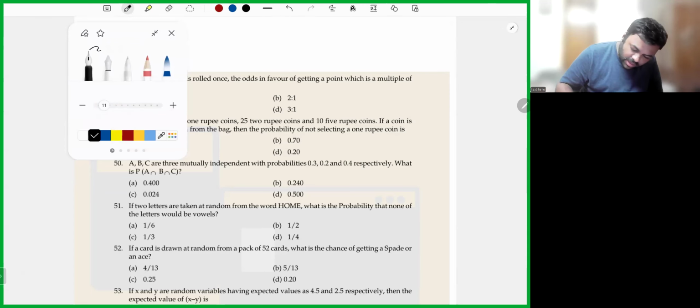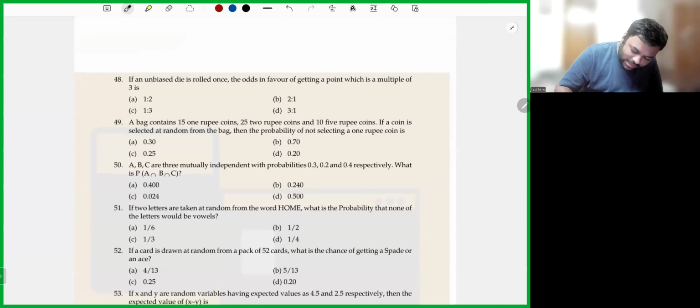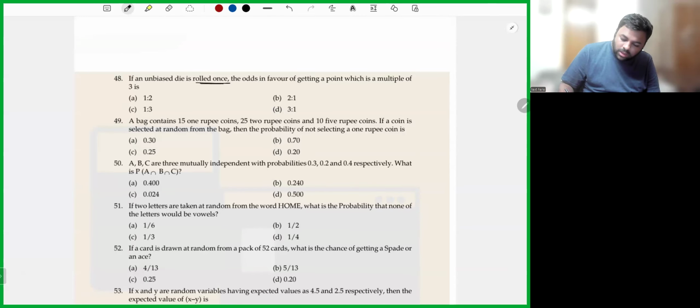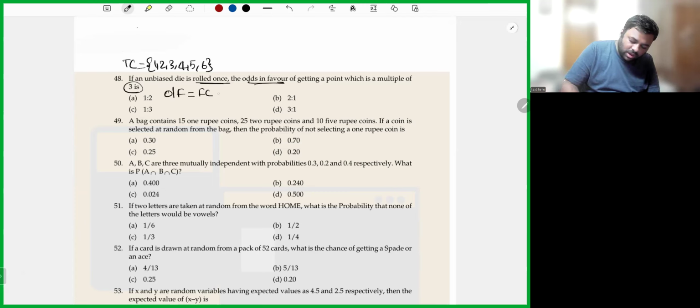It says an unbiased die is rolled once. Only once you are rolling. The odds in favor of getting a point which is a multiple of 3. When you are rolling a die once, what are the total cases? 1, 2, 3, 4, 5, 6. Odds in favor: how will you get odds in favor? Favorable cases to unfavorable cases. What are the multiples of 3 here? 3 and 6 are multiples of 3. 2 things are multiples of 3 and 4 things are not. So 2 is to 4, which is 1 is to 2.